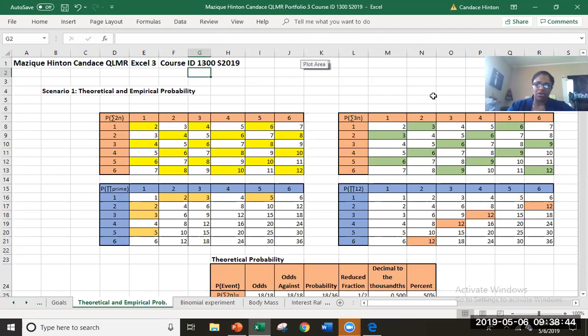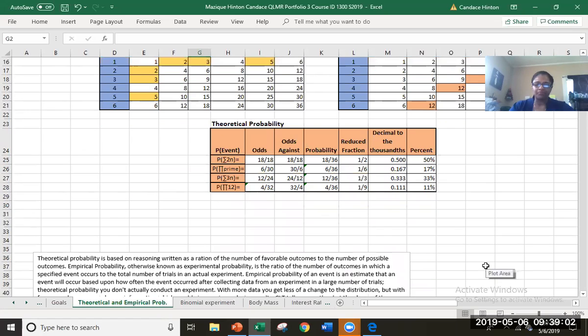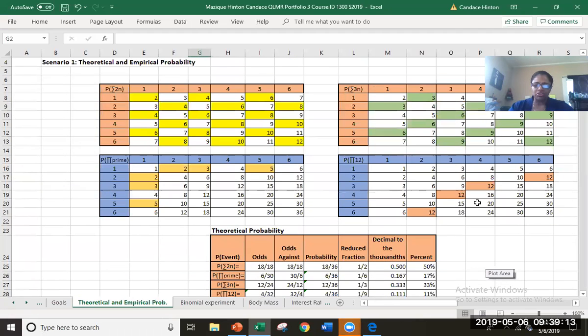Here we are in scenario 1 with theoretical and empirical probability. Theoretical probability is based on reasoning, written as a ratio of the number of favorable outcomes to the number of possible outcomes. Empirical probability, otherwise known as experimental probability, is the ratio of the number of outcomes in which a specified event occurs to the total number of trials in an actual experiment.